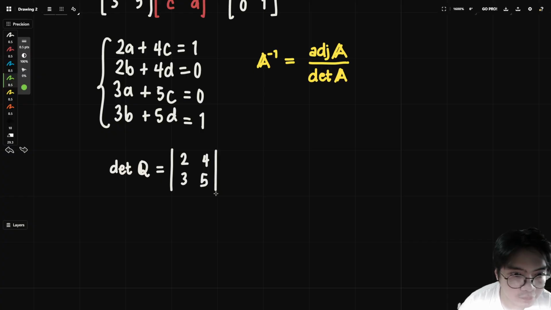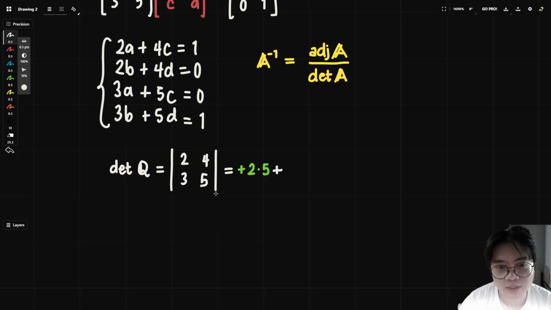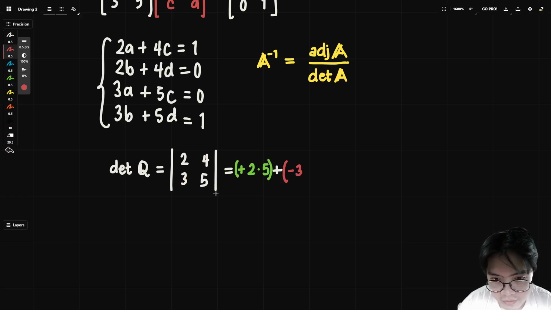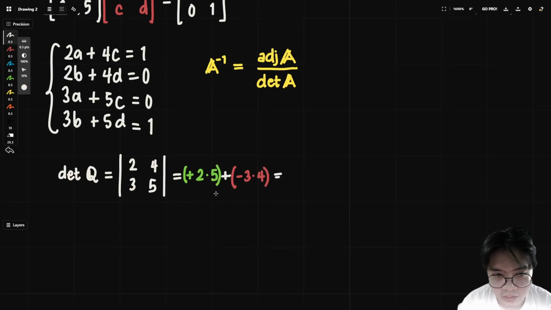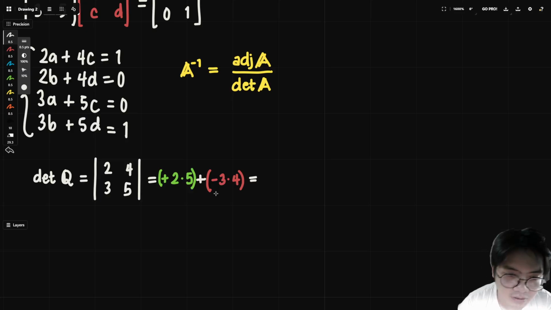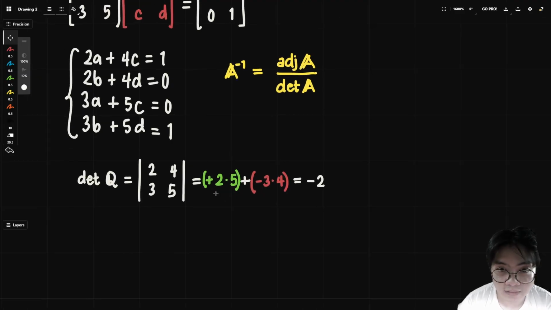So in this case, we will have 2 times 5, and dahil you weave down, you get a plus sign. 2 times 5, that is 10. And you get a plus sign, so you retain the positive. So plus 2 times 5, and then we now have a negative sign for 3 times 4, right? Negative 3 times 4. So basically 2 times 5 is 10, 3 times 4 is 12, 10 minus 12 is negative 2. So yun ang determinant natin.